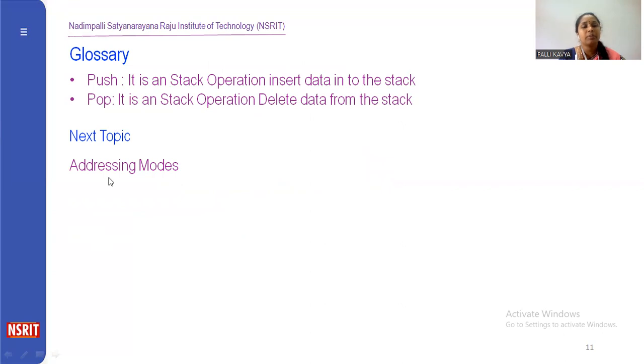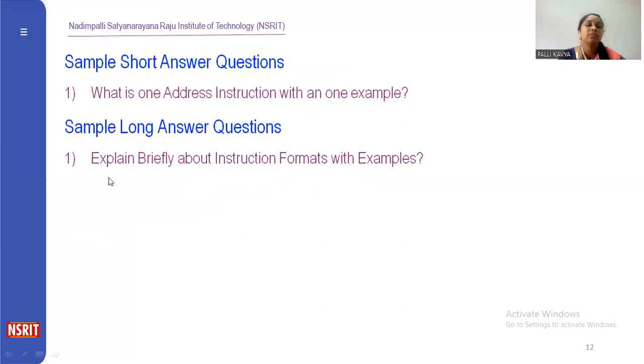The next topic is addressing modes. Sample short answer questions: What is a one address instruction with one example? What is a zero address instruction? What is a three address instruction? What are the different types of organization? Likewise, there could be short answer questions, or maybe longer questions like: explain briefly about instruction format with an example, or explain briefly about one address, zero address, two address, three address instructions with an example. Like this, long answer questions may be asked.